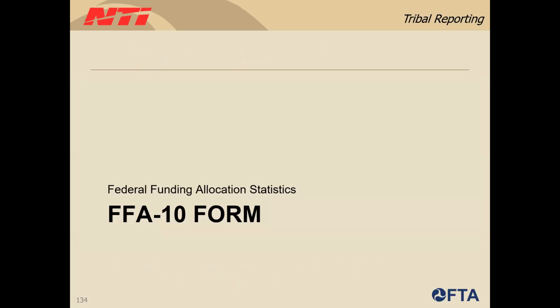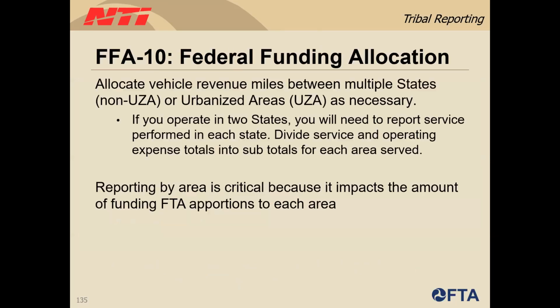The next form in the report package is the Federal Funding Allocation Statistics, or FFA-10 form. The FFA-10 form allows agencies to allocate their vehicle revenue miles between multiple rural areas and/or urbanized areas as needed. The majority of tribes who report to the NTD operate in only one state, so in these cases, you should allocate 100% of your data to that area.